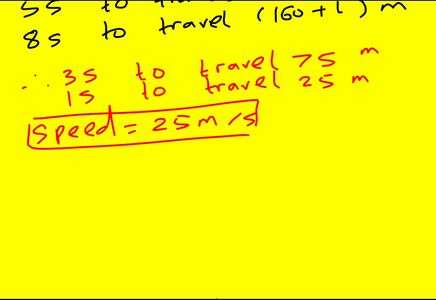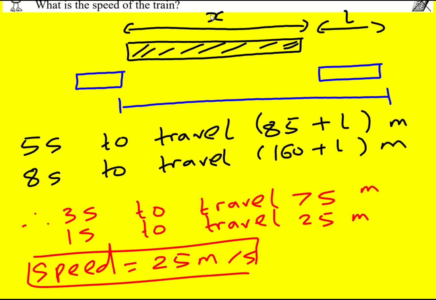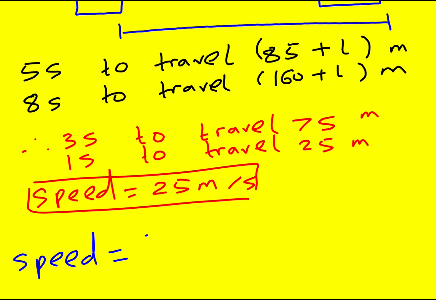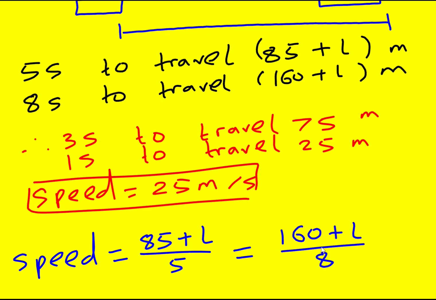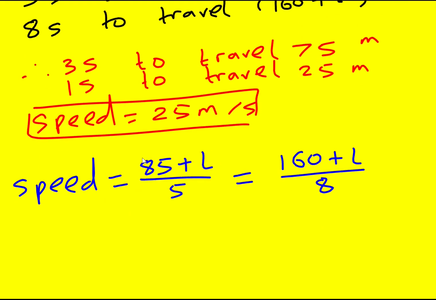So I said, right, the speed is going to be equal, first of all, to this 85 plus L divided by 5. So distance over time. And also, it's going to be 160 plus L divided by 8, remembering it's a constant speed. And I formed a fractional equation from this.